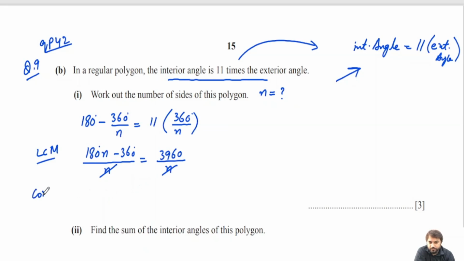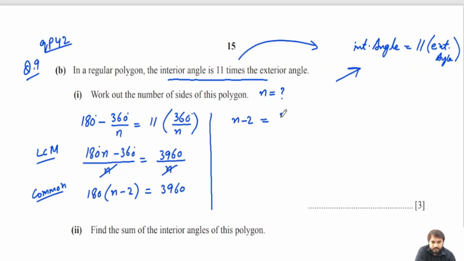Again, we are going to take common from the numerator. 180n minus 360. 180 is common. The rest will be n minus 2, because 22 times 180 degree is equal to 3960. After that, we need to calculate n. So solve this equation. n minus 2 will be equal to 3960 divided by 180.